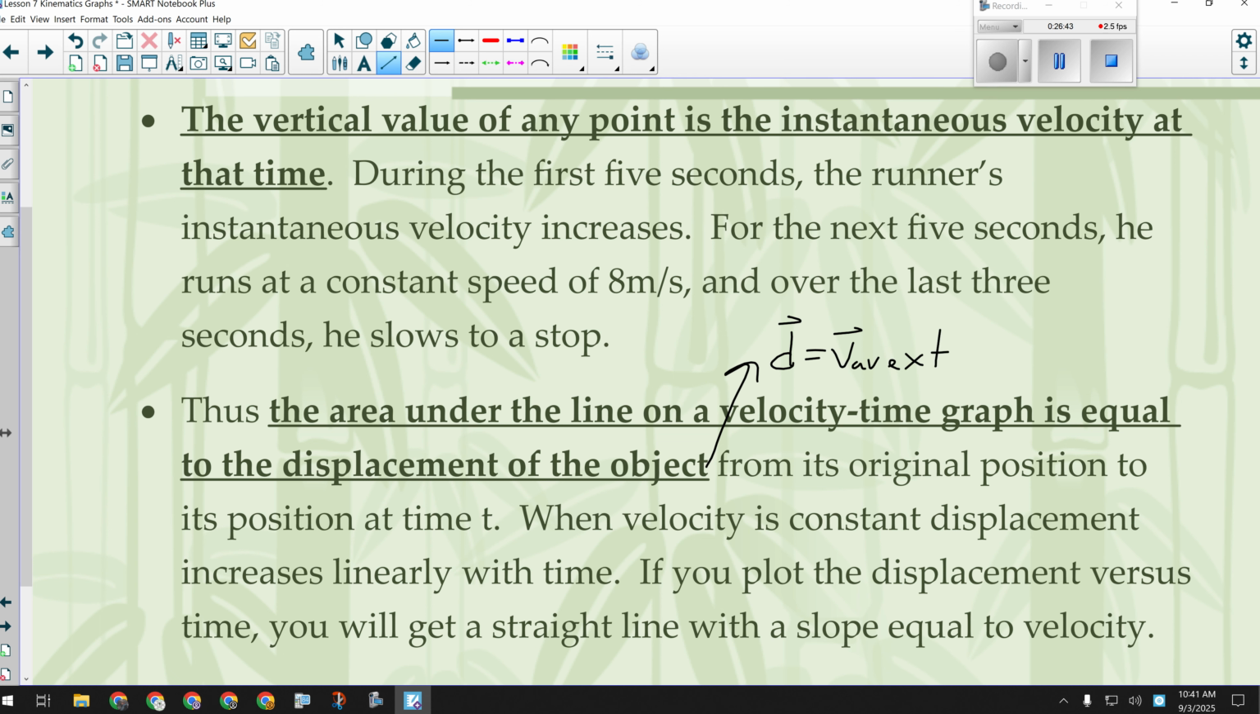Average velocity times time. That's either base times height, or it's base times height over 2. This and this both calculate average velocity. And then obviously the base is time. So important thing to know, that's absolutely something that could be on next week's quiz.